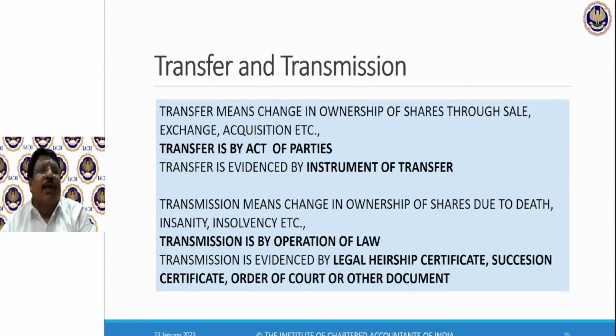So both transfer and transmission are there. Transfer is by act of parties. Transmission is where the shares of a company change in ownership due to death or insanity or insolvency, etc.